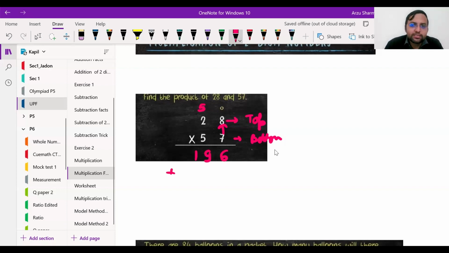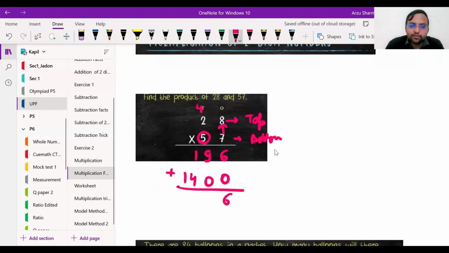After this, we are going to multiply the top number by the tens digit. Since we are multiplying by a 10, we will add an additional 0. So basically we are multiplying 28 by 50. So we'll add a 0 and then multiply 28 by 5. 5 times 8 is 40. So 0, and then 4 will be carried over. 5 times 2 is 10 plus 4, 14.